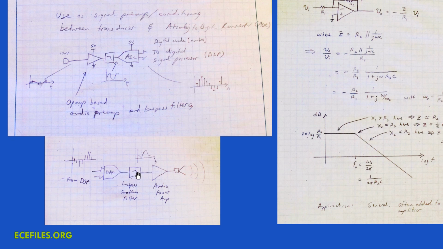And then we need a low-pass filter after that for various reasons, or it's just implicit in the amplification. And then we go into an audio power amp and a speaker.